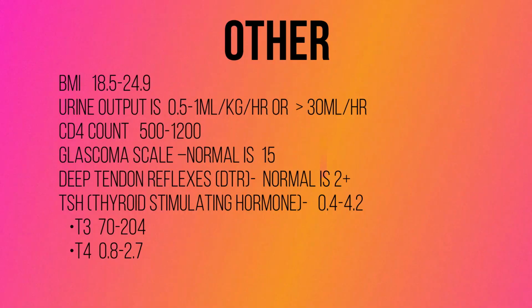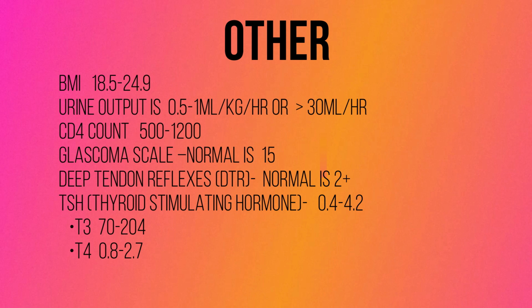The next one is TSH. TSH stands for thyroid stimulating hormone. It's released by the pituitary gland, and it helps your thyroid gland release the hormones T3 and T4. So normal TSH is 0.4 to 4.2. Normal T3, 70 to 204. T4 is 0.8 to 2.7. I don't really think you have to know those exact numbers.